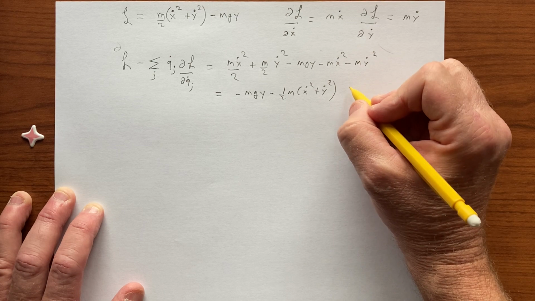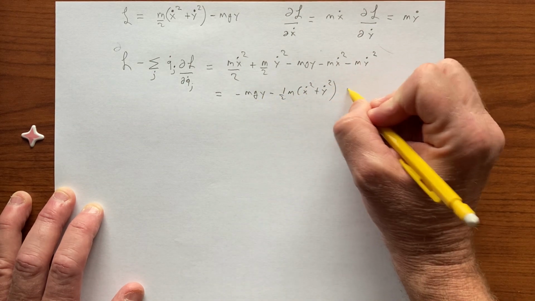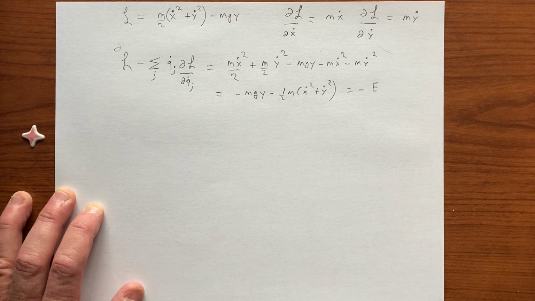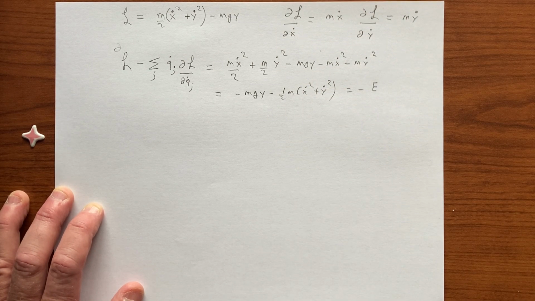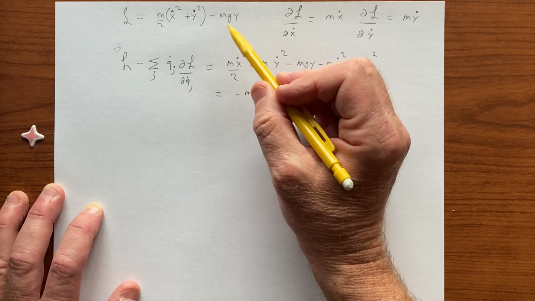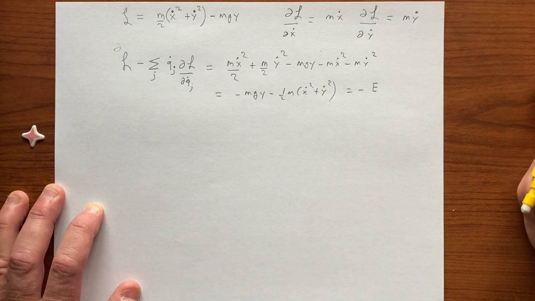And of course, that's minus potential minus kinetic. That's just minus the energy. So that's the conserved quantity. We should notice that this is not treating space and time equally.